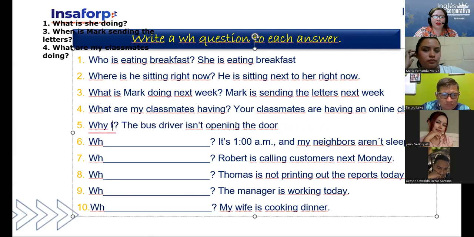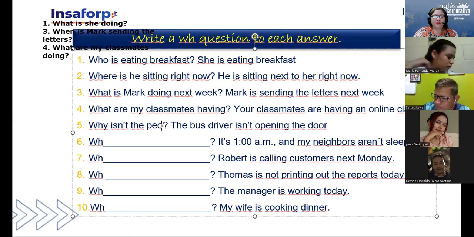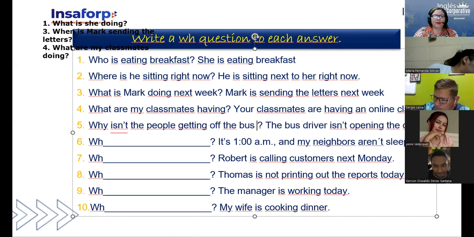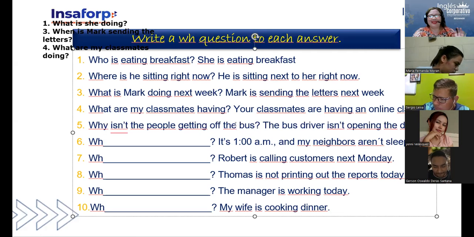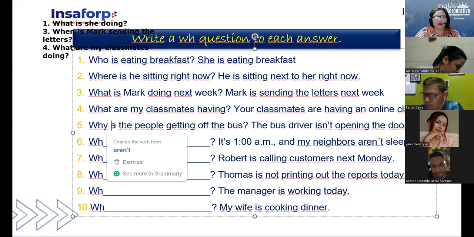Why the people... Ah, podemos hacer la negativa. Isn't the people getting off the bus? Okay, así, ¿verdad? Why isn't the people... aren't? Porque people es plural, entonces necesitamos aren't.